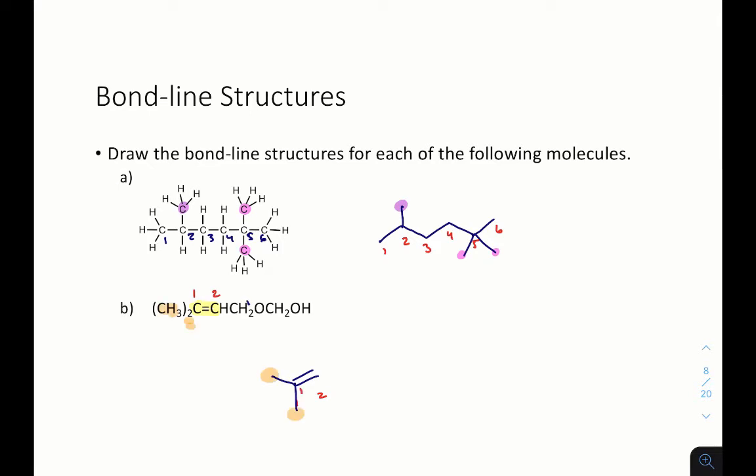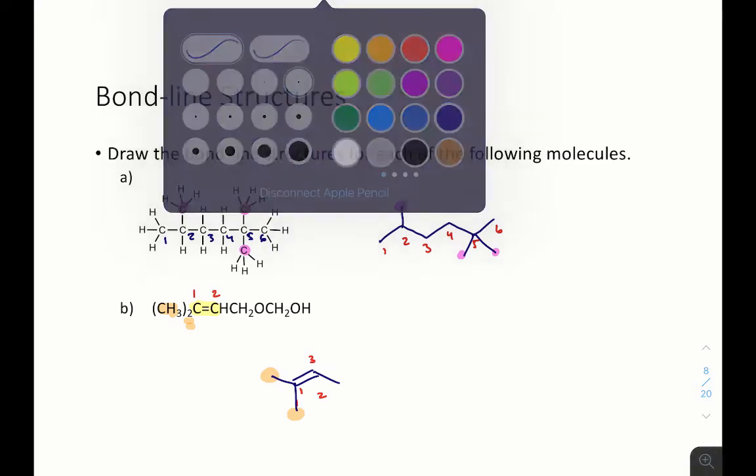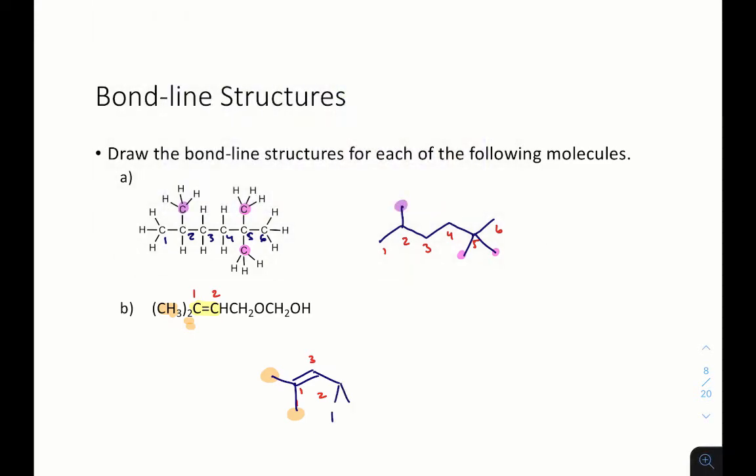Off carbon 2, there is a CH2. There's at least one more carbon. We'll call that carbon 3. And then it says CH2. So I'll just draw those H's for a moment. And what you can see is that carbon number 3, it's only going to need one more bond. And that's going to be the bond to this oxygen.